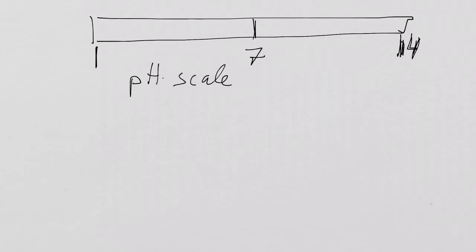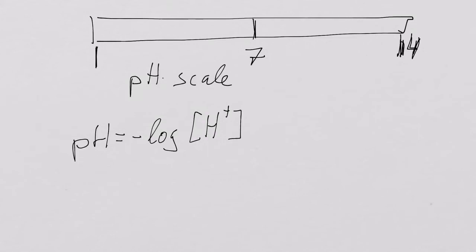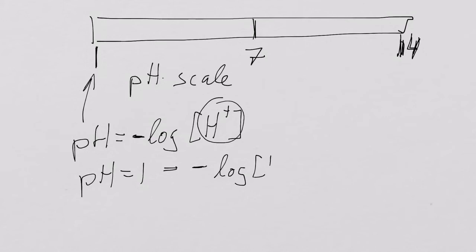We can actually try to figure out what is the proton concentration if we have a pH of 1. So we said pH equals minus log of the proton concentration. Okay? Now we want to find out what is the proton concentration if our pH, for example, is 1. So we have pH equals 1. And in this case, we have 1 equals minus log proton concentration.